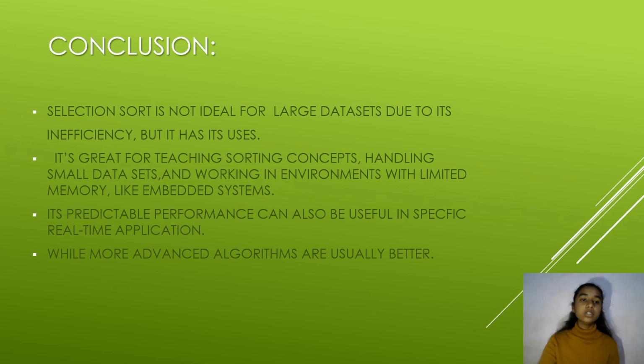Let's see the conclusion. Selection sort is not ideal for large data sets due to its inefficiency, but it has its uses. It's great for teaching sorting concepts, handling small data sets, and working in environments with limited memory like embedded systems. Its predictable performance can also be useful in specific real-time applications, while more advanced algorithms are usually better.